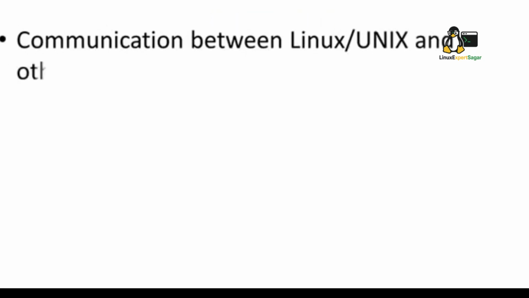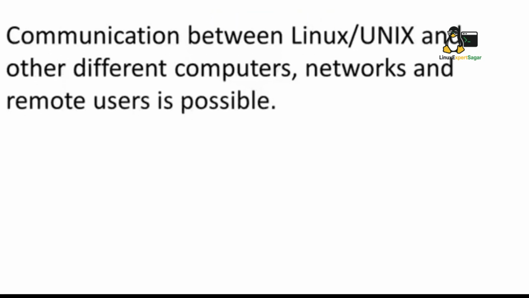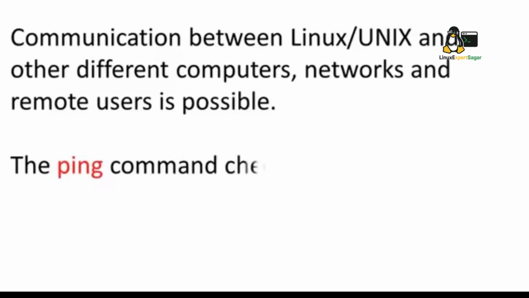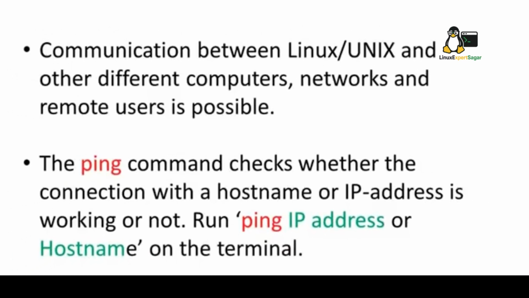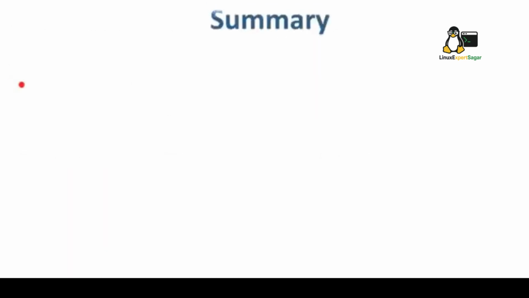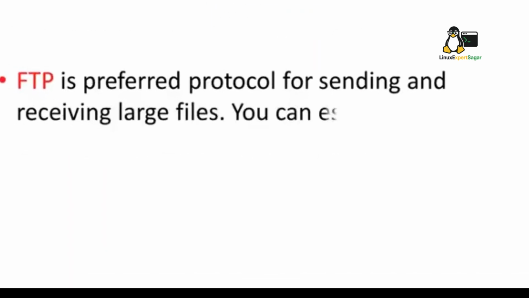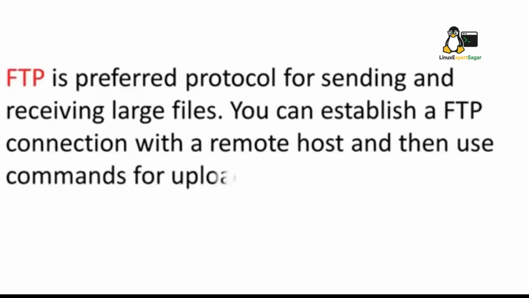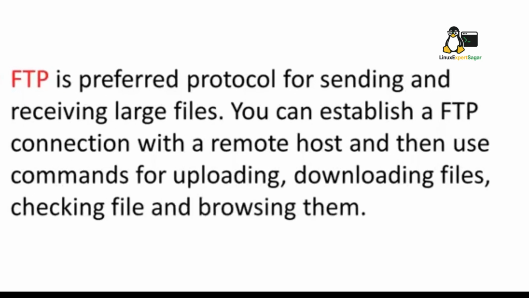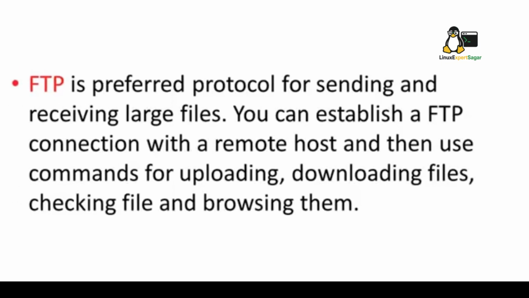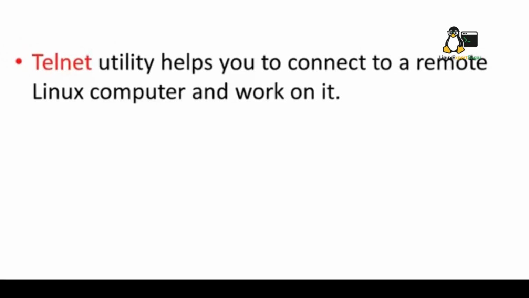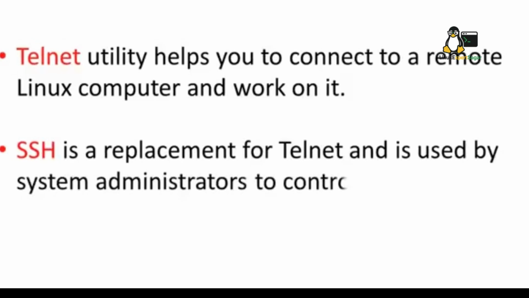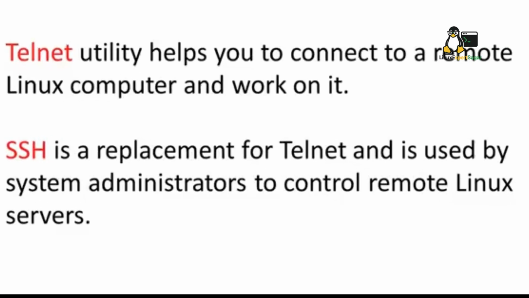Let us go through the key points of this tutorial. Communication between Linux or Unix and other different computers, networks and remote users is possible. The ping command checks whether the connection with the hostname or the IP address is working or not. Run ping IP address or hostname on the terminal. FTP is preferred protocol for sending and receiving large files. You can establish an FTP connection with a remote host and then use commands for uploading, downloading files, checking file and browsing them. Telnet utility helps you to connect to a remote Linux computer and work on it. SSH is a replacement for Telnet and it is used by system administrators to control remote Linux servers.